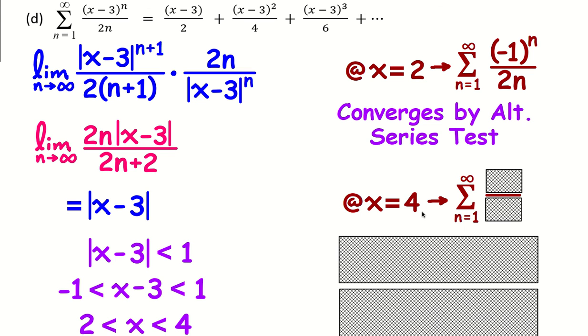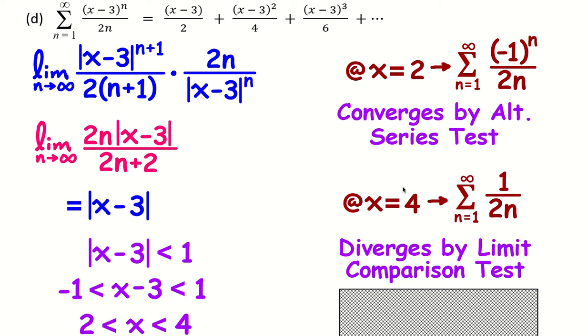Let's see if it converges at x equals 4. Again, we are literally plugging in 4 for x. And so 4 minus 3 is just 1 to the n, which is just 1. That was weird. All right, so when we let x equal 4, this is what we have, right? So what does this series do? Does it converge? Does it diverge?